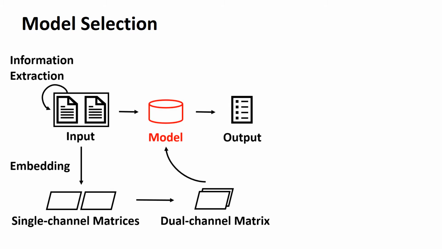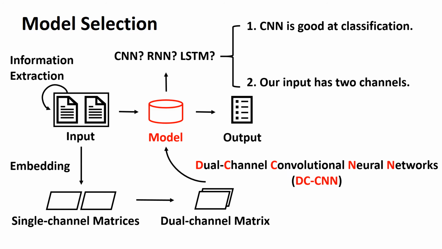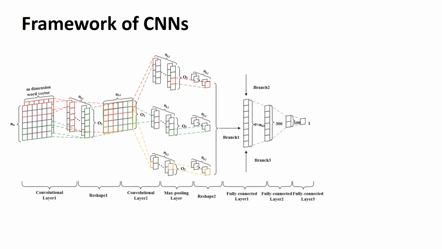After getting the input, we must choose a deep learning algorithm to build the model. First, our task is classification, and CNN has good performance in text classification, while RNN and LSTM perform well in generation. Second, our input now has two channels, and CNN has the ability to handle this multi-channel input. In this way, we call our model dual-channel convolutional neural networks and abbreviate it as DCCNN. This is an overall framework of our model.